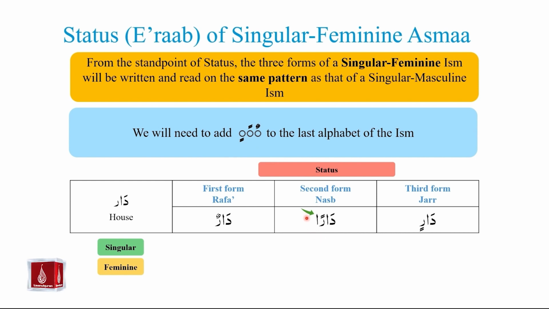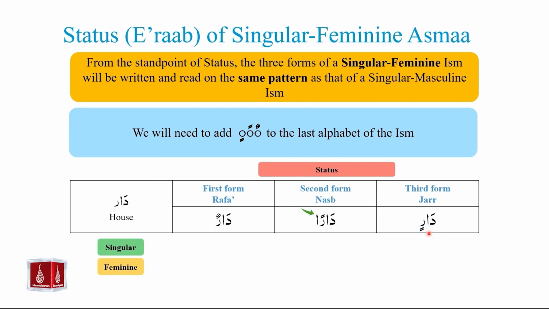Please note the way daran is written. There is an alif at the end because on the last alphabet of dar, we put double zabar. And as we learned before, following a double zabar on an ism, we have to add alif because that's the way it is written. Finally, in its third form, the ism dar will become darin.